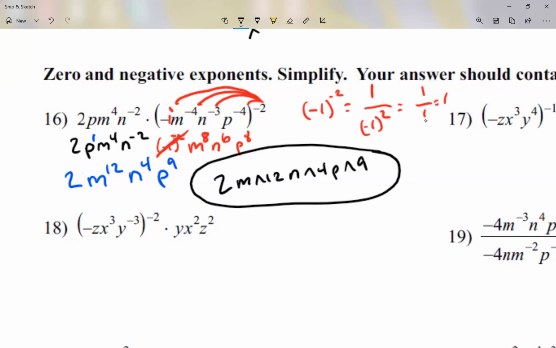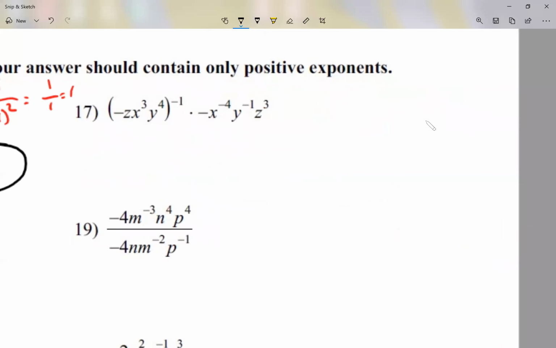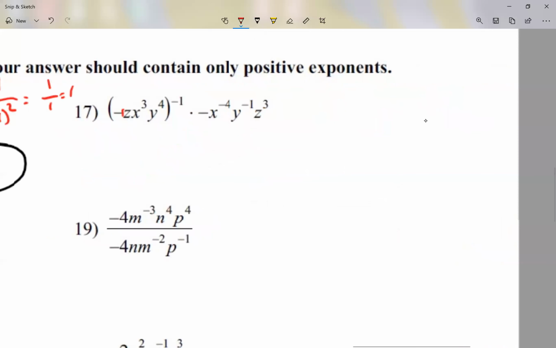Sometimes I'm going to deal with negative exponents. If we have negative exponents, bring it to the bottom of a fraction. I said earlier, when we have negative exponents, make it positive on the other side. So let's take a look at number 17. To begin with, the negative sign is a -1. I'm going to distribute the -1 to all of my exponents.